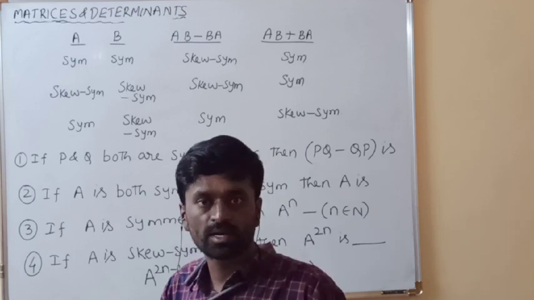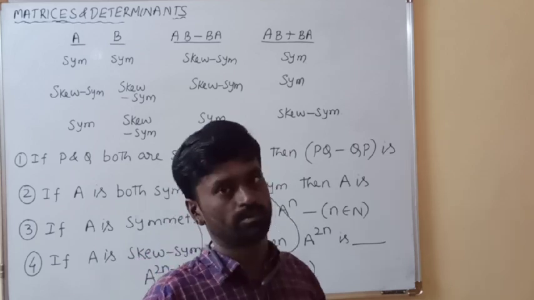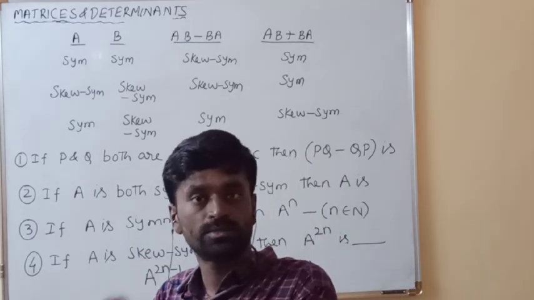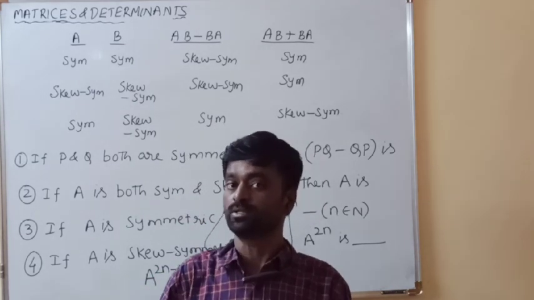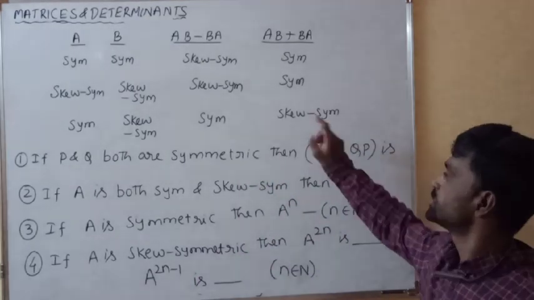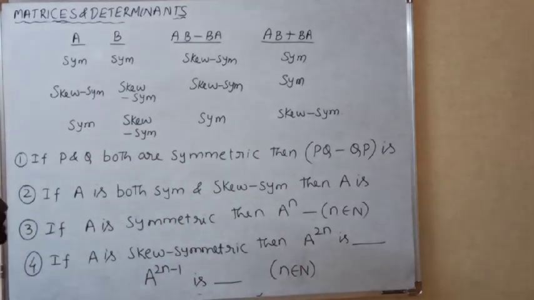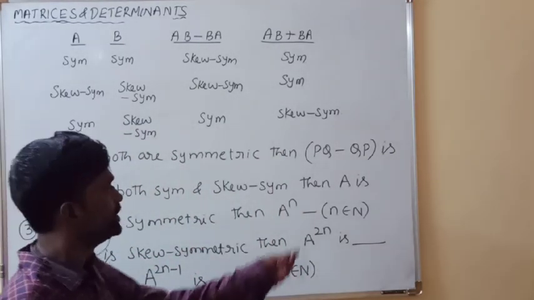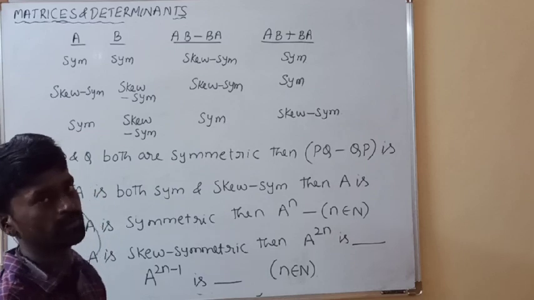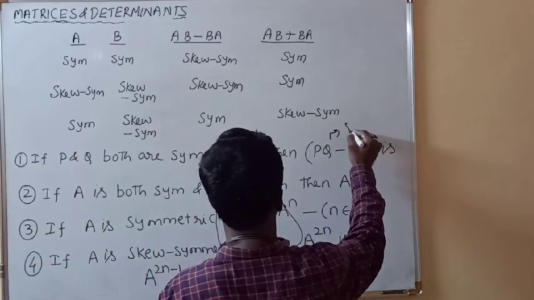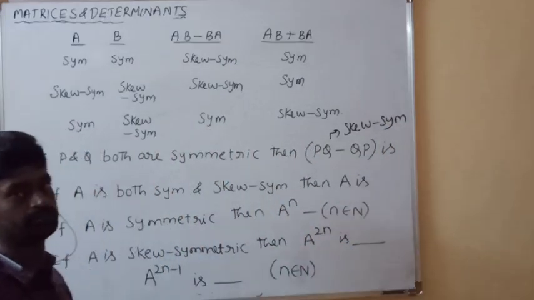So that means if both are symmetric or both are skew symmetric, AB minus BA is skew symmetric and AB plus BA is symmetric. If one is symmetric and the other is skew symmetric, plus into minus is minus, so we have to change: AB minus BA becomes symmetric and AB plus BA becomes skew symmetric. Now the first question: if P and Q both are symmetric matrices, so plus, then PQ minus QP is, since both are symmetric, minus means skew symmetric. That means the PQ minus QP matrix is skew symmetric.